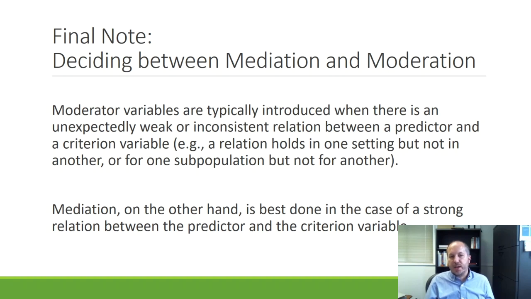One way to look at that is theory. The other way is to look at the actual values between the mediator and the moderator. So moderator variables are typically introduced when there is an unexpected weak or inconsistent relationship between predictor and criterion variable. So in other words, when the relationship holds in one setting, but not in another, or for one subpopulation but not for another. So when you see a lot of differing results in the research, it's indicating there's a moderator at play here. A mediation, on the other hand, is best done in the case of a strong relationship between the predictor and the criterion, so the predictor and the outcome variable.